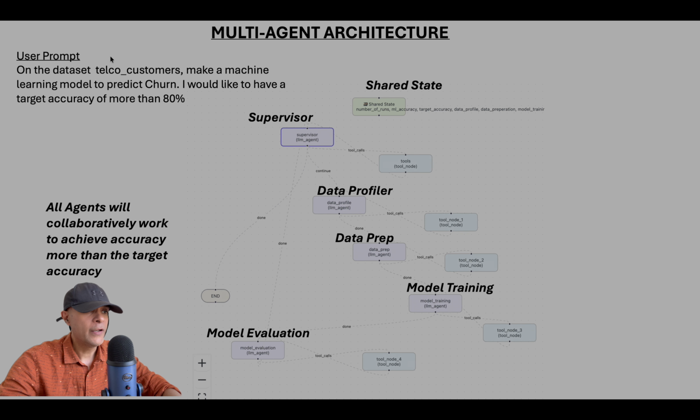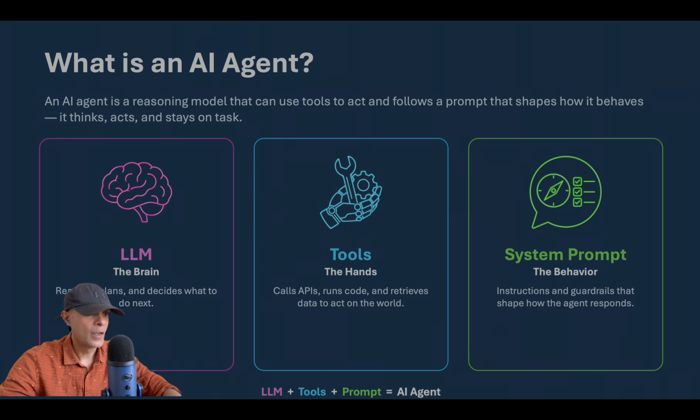Now, you can give a prompt such as use the data set, make a machine learning model to make some predictions, and you can also define a target accuracy. So all these agents are going to collaboratively work with each other in order to achieve this target accuracy.